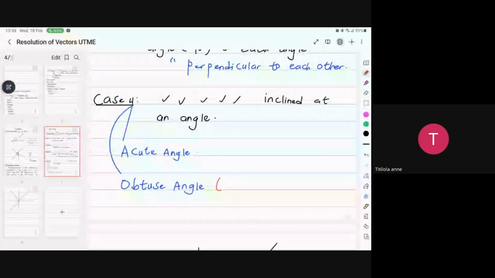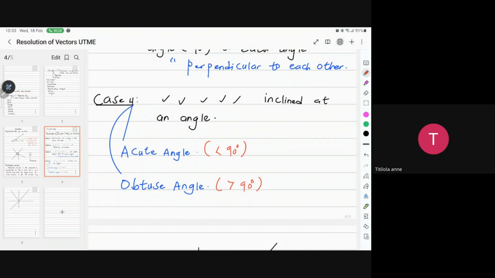Okay, thank you. I think I should be talking like Titiola now. Is it okay? So, greater than 90 degrees. Titiola, you should be a chorister in your church. That voice is wasting. All right, less than 90 degrees. All right. Yeah, greater than 90, less than 90 degrees.